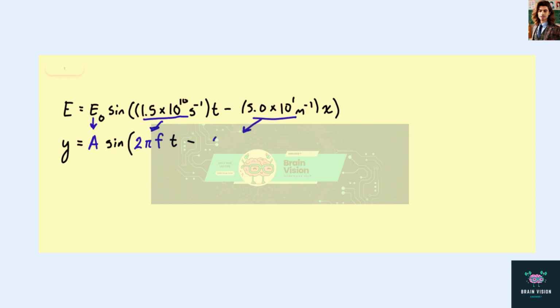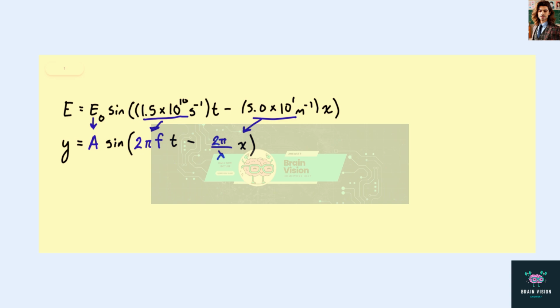second term, 2 pi over lambda, where lambda is the wavelength. You might remember that being called L when we're studying standing waves on a string. When it comes to electromagnetic waves, we use lambda to describe the wavelength, but it's essentially the same thing.